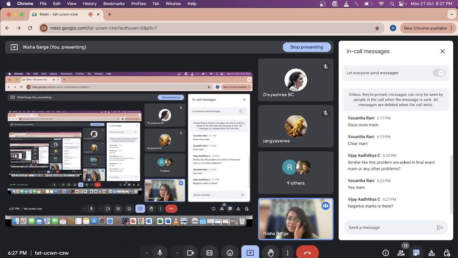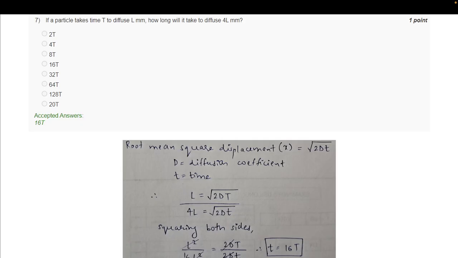Yeah, I think you'll have negative markings if I'm correct. You'll anyways get the instruction sheet before the exam starts, so you can check in that. But as far as I remember, there is negative marking included for the final exam. It usually is for most of the MCQ questions. For numericals, it won't be there. But still, I would recommend you go through that instruction sheet before you start answering the questions.